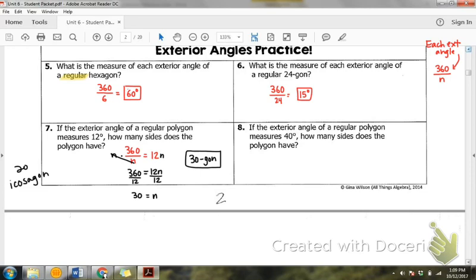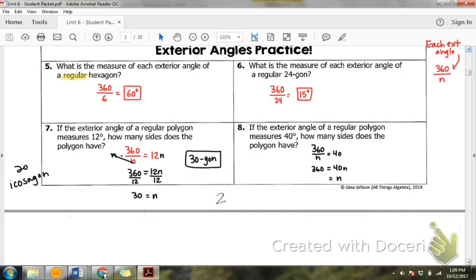Go ahead and pause the video and try number 8. We should have done 360 divided by n equals 40. So when we multiply by n on each side, I get 360 equals 40n. When I divide by 40, Aaliyah, what's 360 divided by 40?